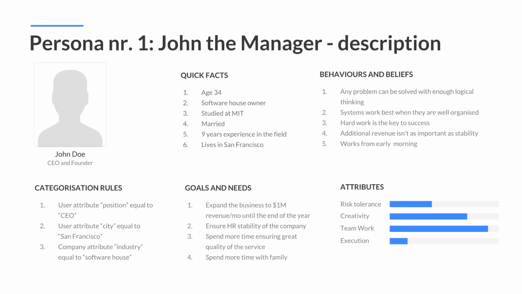So for example, we can have the user attribute position is equal to CEO. His attribute city is equal to San Francisco. And his attribute industry is equal to software house. Of course, if you now come up with key attributes that you know how you can gather, you can add them to the previous template with the data structure of your app.